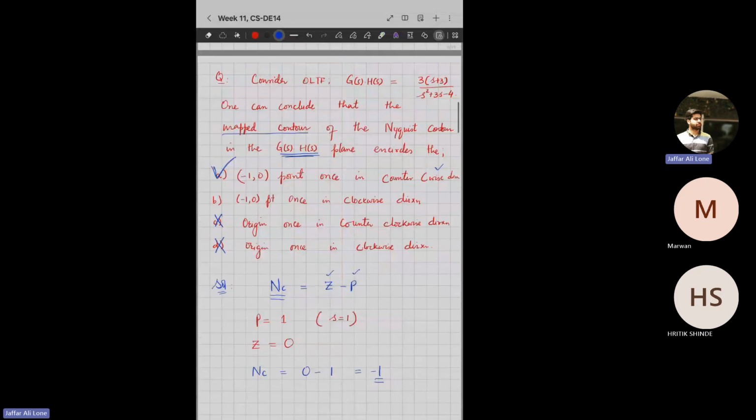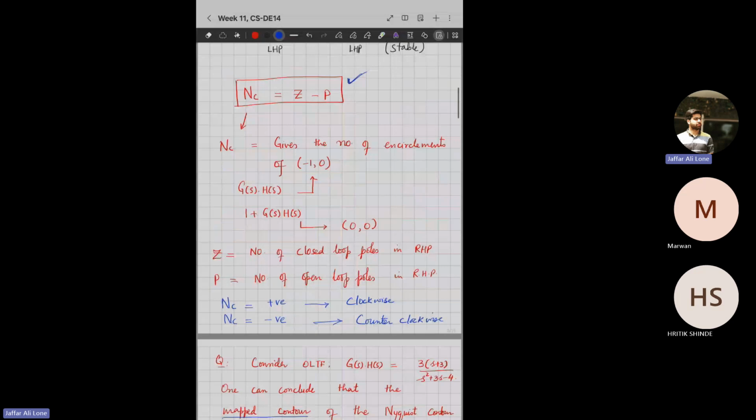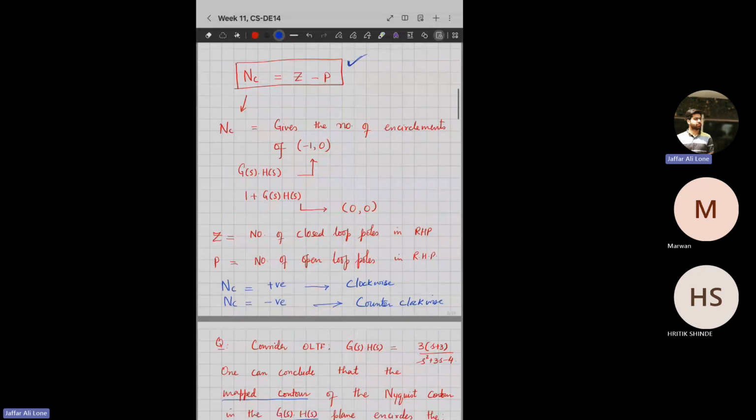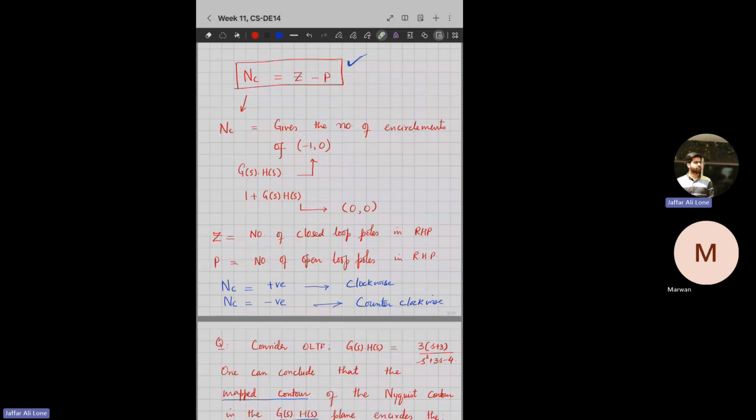Option A is correct. So Ritik joined late. Let me just revise what we are discussing so that it is clear for you as well, because we'll be going forward. Basically, we are solving questions based on Nyquist stability criteria. That's what you have studied in the last week, and that's what you have questions in the assignment about. In the Nyquist stability criteria, from the Nyquist plot, you decide whether your system is stable or not. And that is given by this formula, N_C is equal to Z minus P.